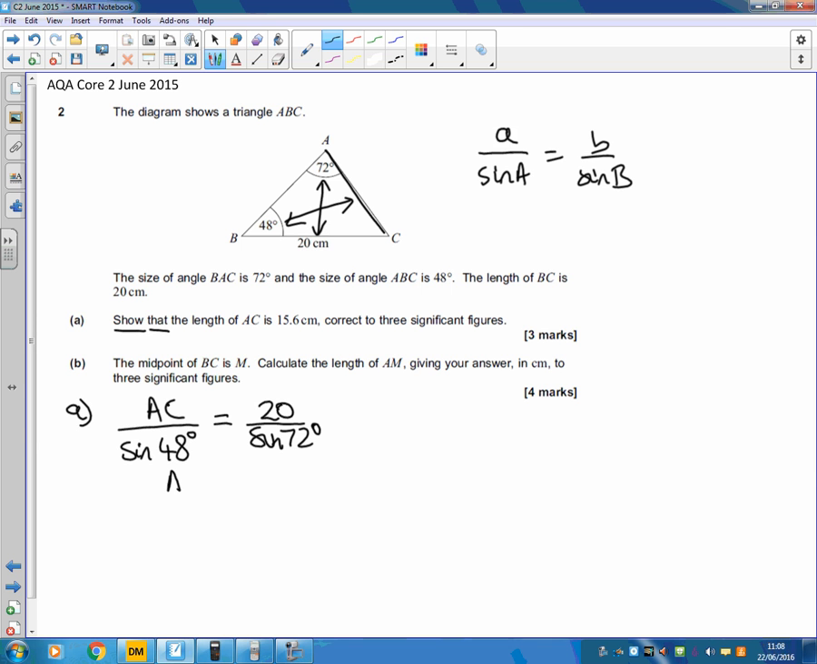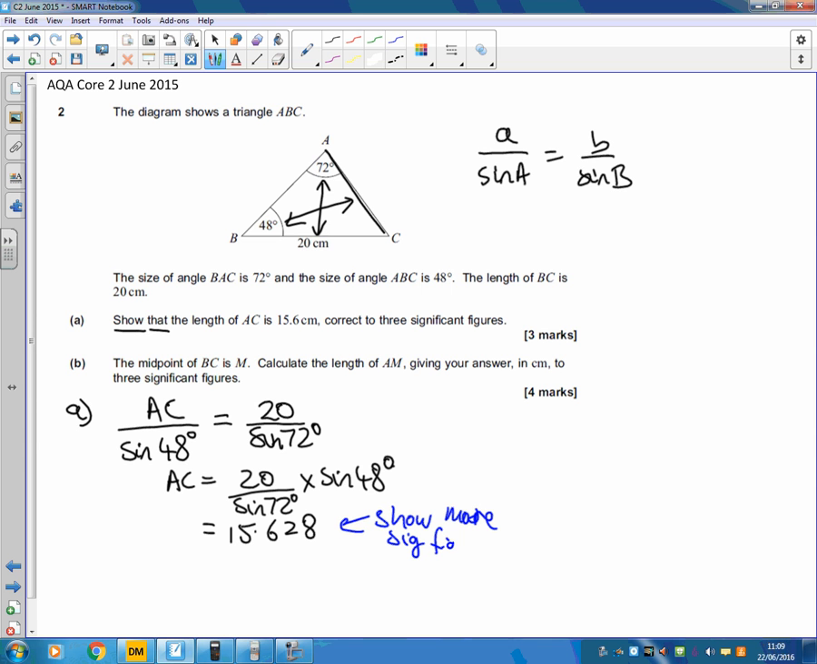We can rearrange that, so the side AC is 20 over sine 72 times sine 48. Then making sure your calculator is in degrees mode, you can put that in and you can get 15.628. So we've got to make sure that we show more significant figures here because it was a show that question. So we can show more than was required, and then we're going to round to what it wanted, which was 15.6 to 3 significant figures.